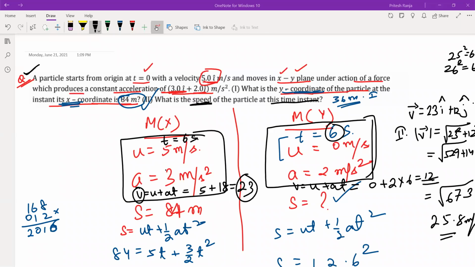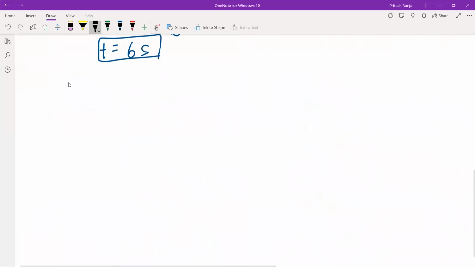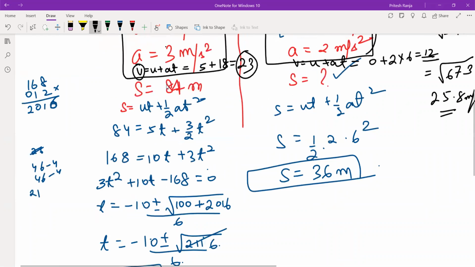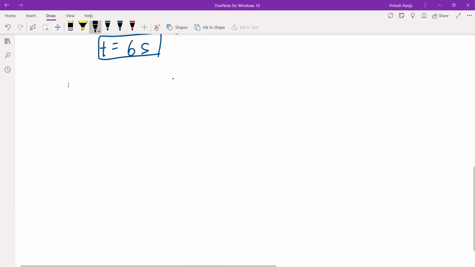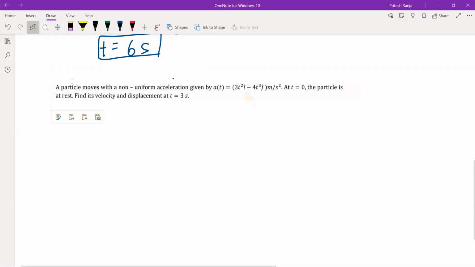Okay, last question from the basics of motion in 2D. This is the last question that we will do.